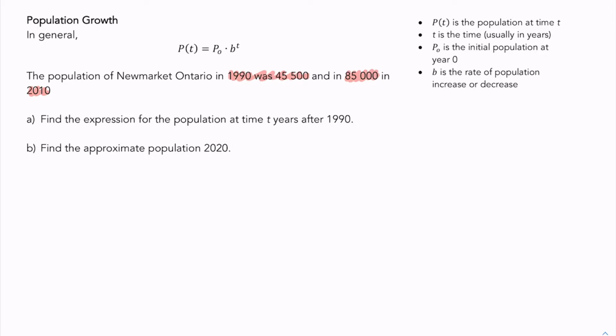How can we use that information to, first of all, write an expression for the population growth to model it, and find out what it would be in 2020, which is last year now? We can extend that and see what it would be like in a future year as well, but we'll stick with 2020.